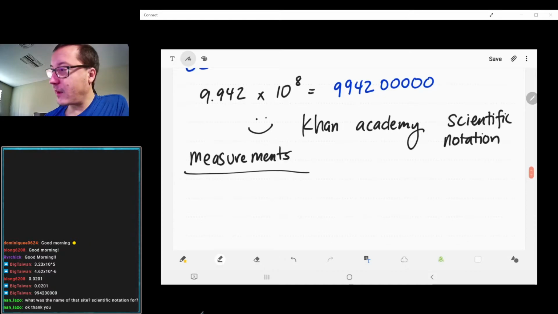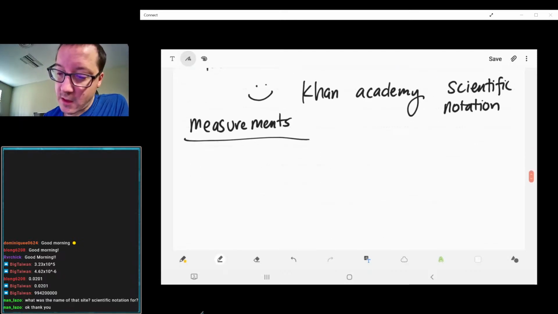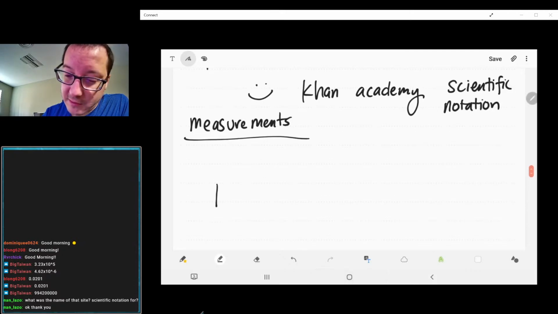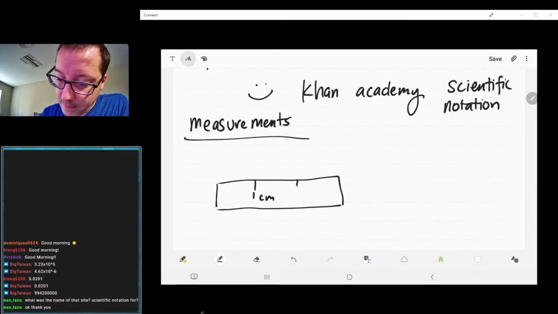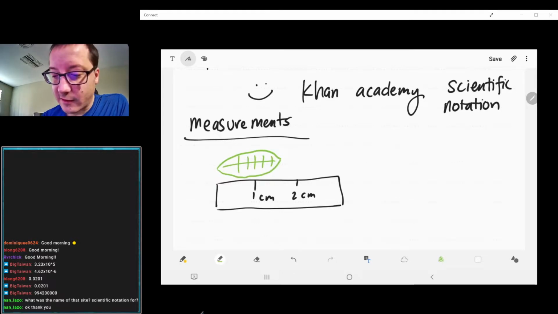So in chemistry or science in general, we have to do a lot of measurements. A lot of the numbers that we're going to be working with will come from these measurements. I will present you with the classic example of the lovely ruler. I usually use a leaf, because why not? I like drawing leaves. Here's my lovely leaf that looks suspiciously like a football.